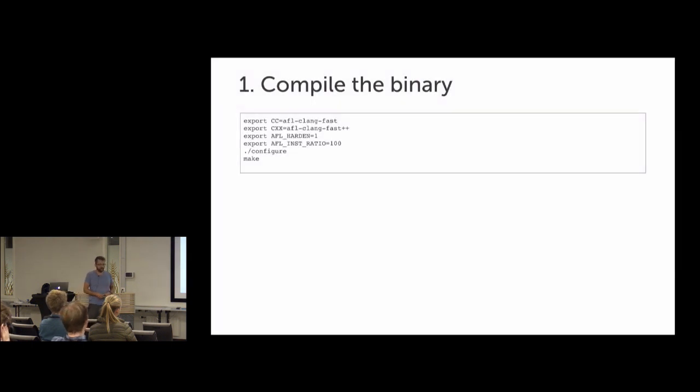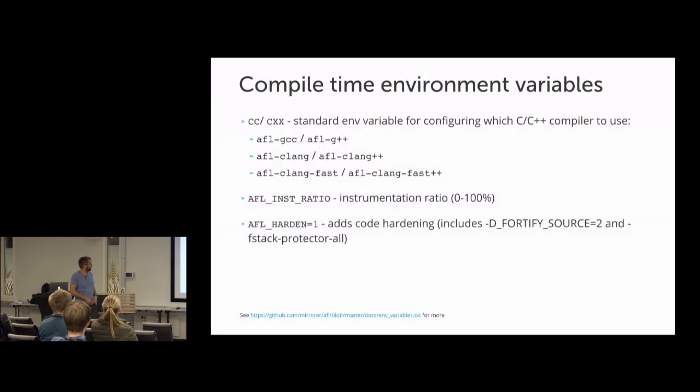Next, you have to compile the binary, which is also quite easy. You're using the exact same commands as you would for compiling a standard binary. The first thing you do is you tell it which of the compilers you want to use. So AFL comes with, I guess, six different compilers, but there's a GCC compliant one, and then there's a Clang, and then there's Clang Fast, which is the LLVM one. And that's generally the best one to use if you can.